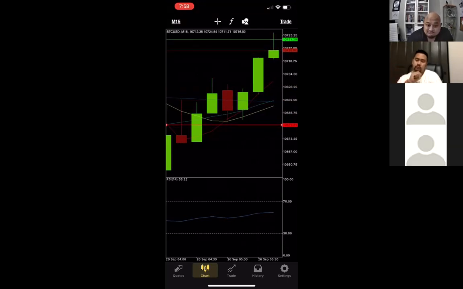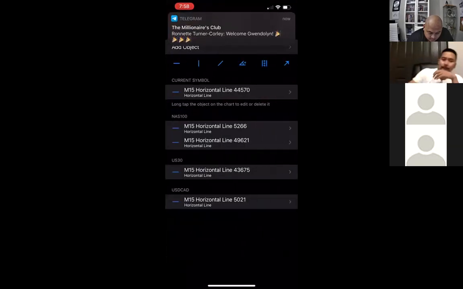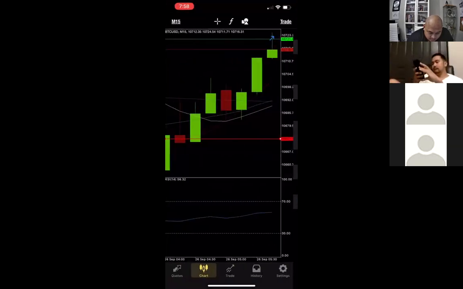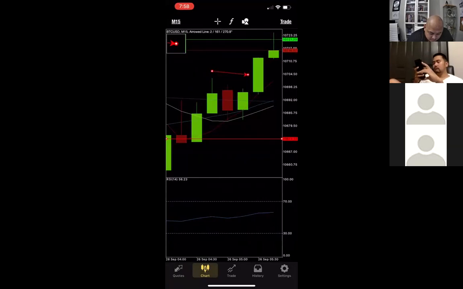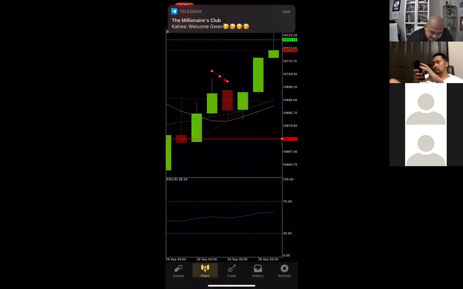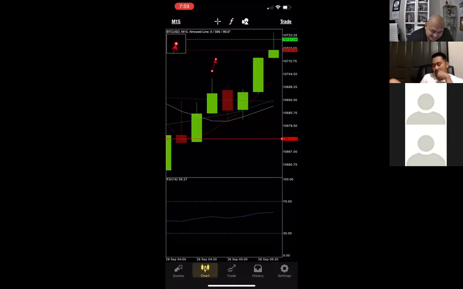Isn't doji the one that has a cross on it though? Where do you see the cross? No, there's several dojis. There's different types of dojis. This red one right here is small, but it's got the long wick going up. You're talking about this, right? I don't even know what I'm doing, but I'm just messing around with it. You know what you're doing? You're confusing us.